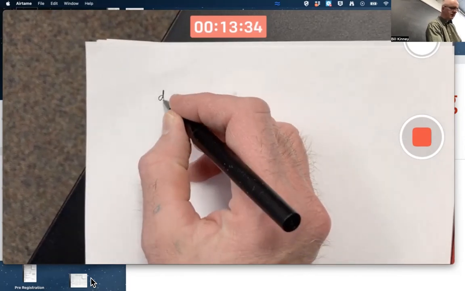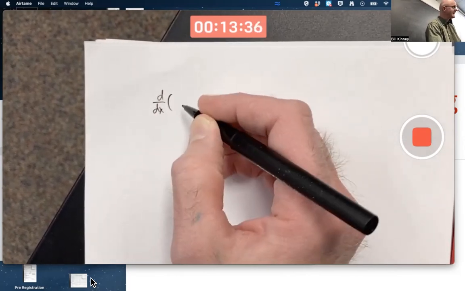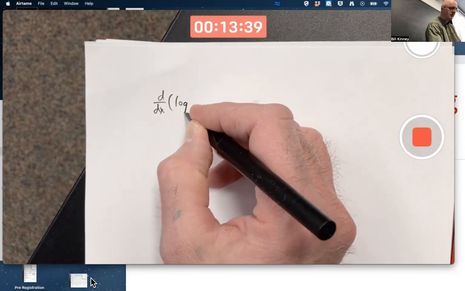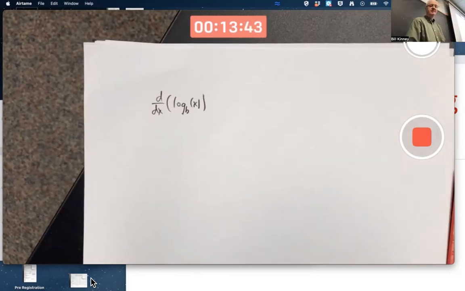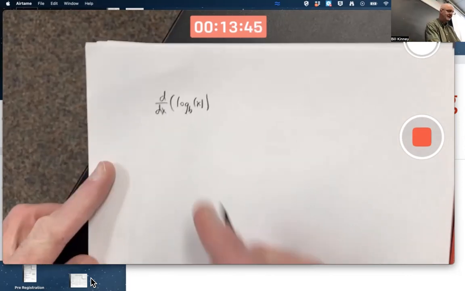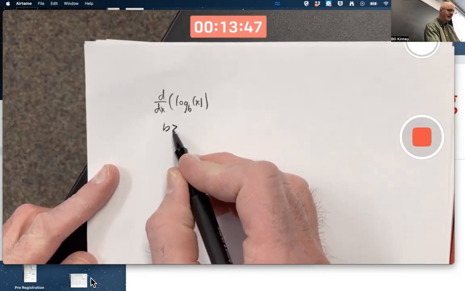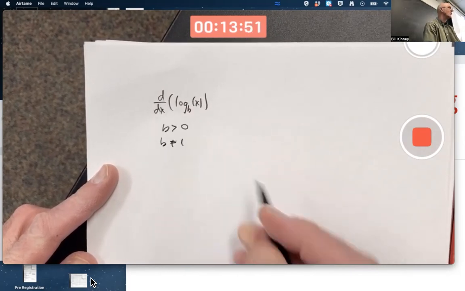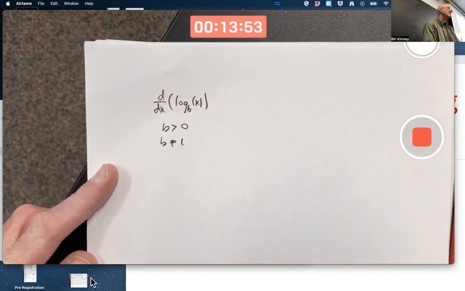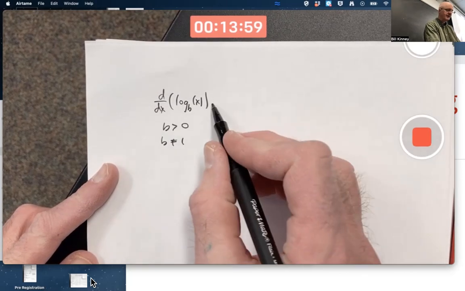What is the derivative with respect to x of log base b of x, where b is any base? That's positive. You don't want a negative base. And also, it doesn't make sense to make b equal to 1, because 1 to the x is just the constant function 1. B is a positive number, not equal to 1. What's the derivative of this?